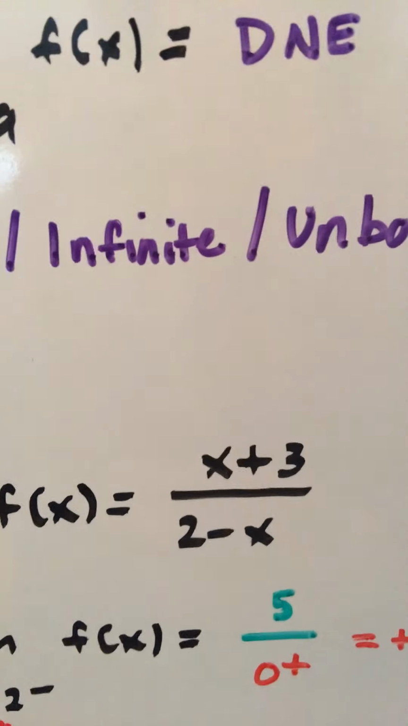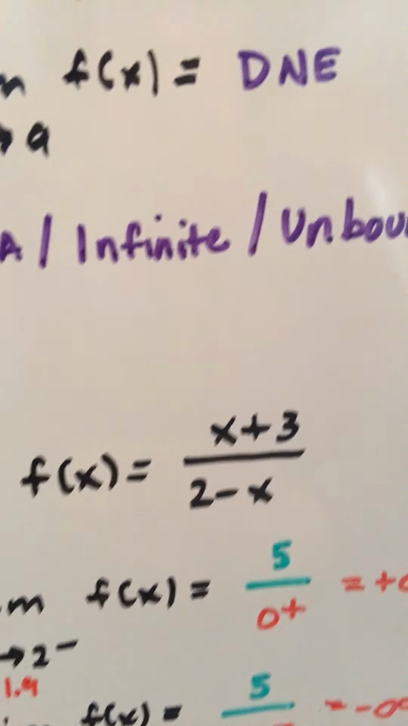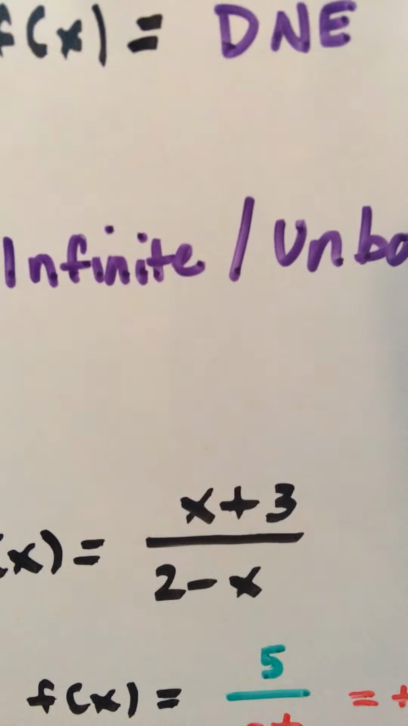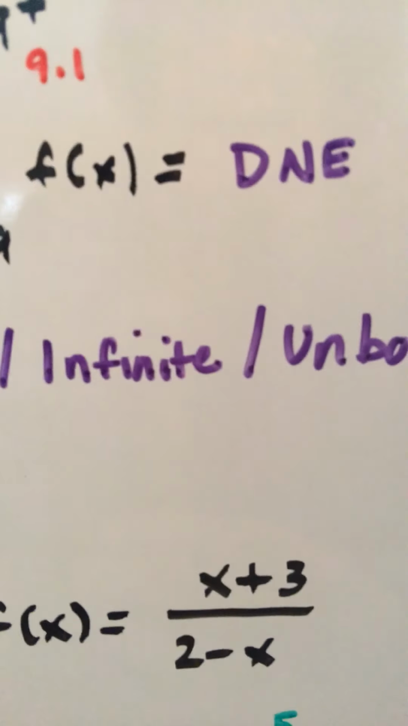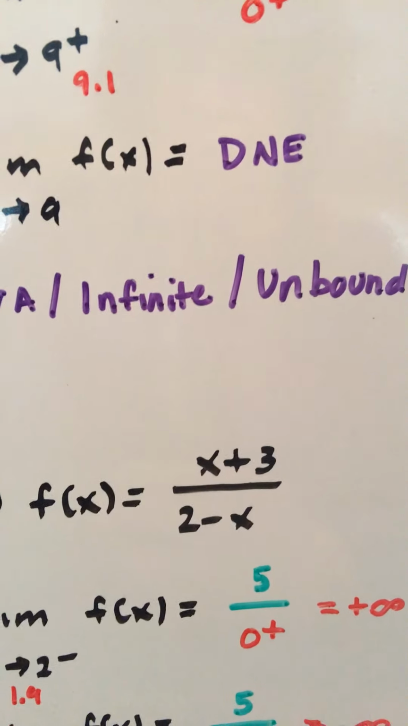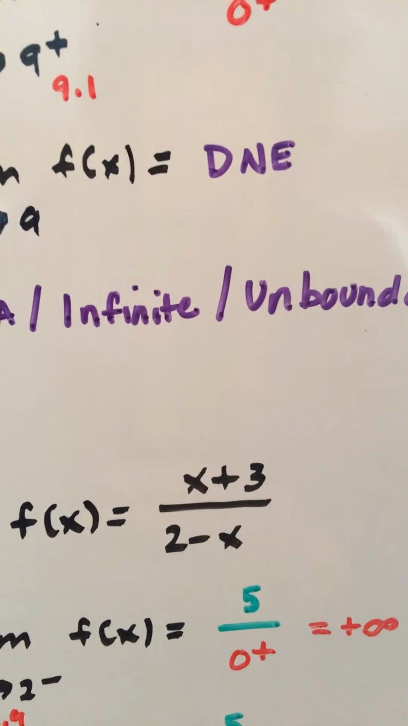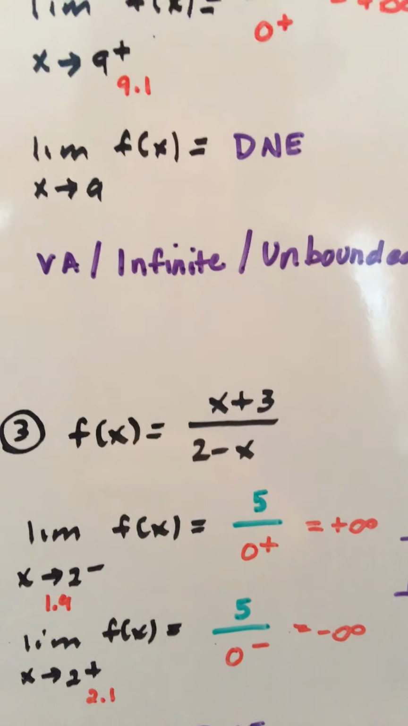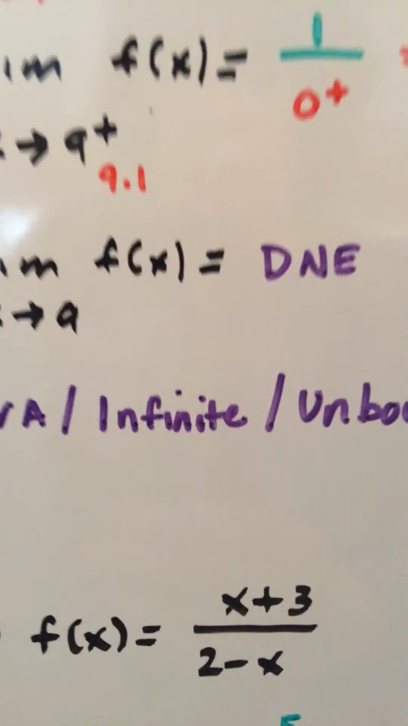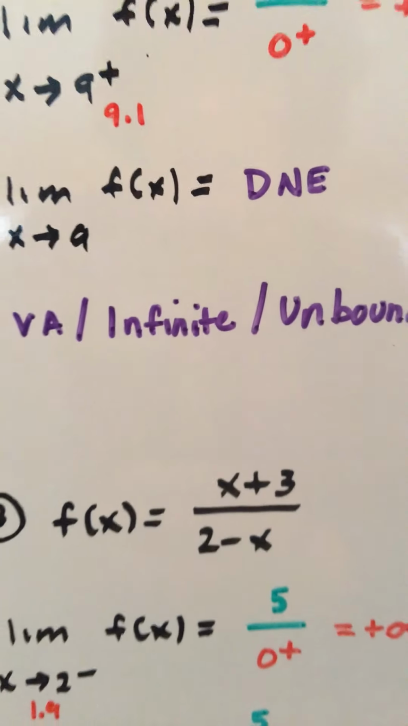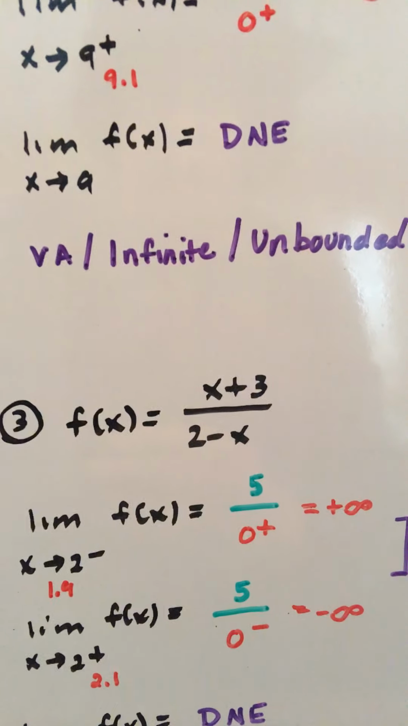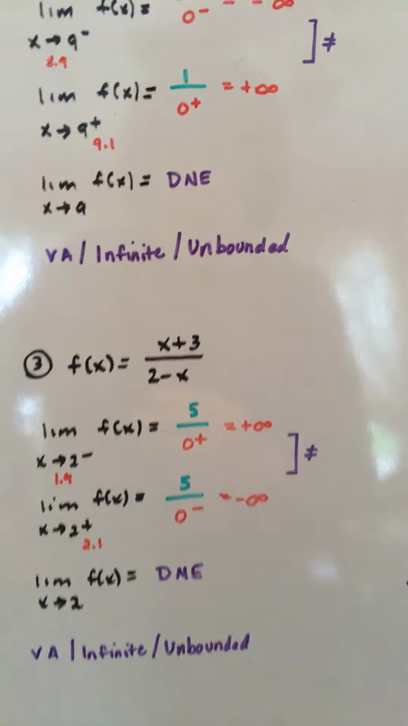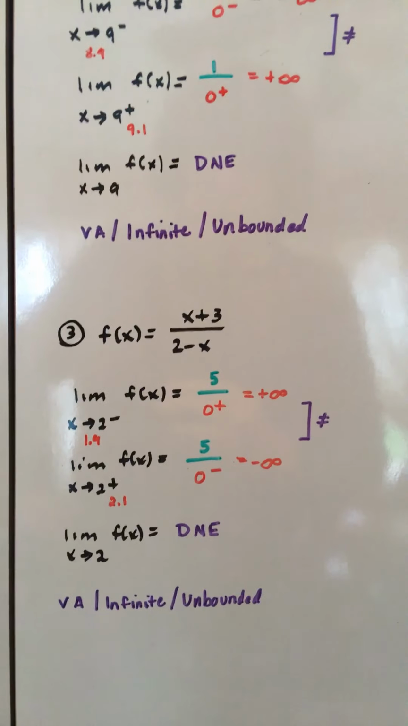For the next problem, I'm going to have us approach 2. So approaching 2, I first plug it in: 5 over 0. Now from the left, 1.9 gives me 2 minus 1.9, which is a positive. So positive over positive is positive infinity. Then I insert something a little bigger than 2. 2 minus 2.1 would be a negative number, 0 negative. And positive over negative is negative infinity. The infinities don't match, so it's D and E. And yes, these will always end up being vertical asymptotes.